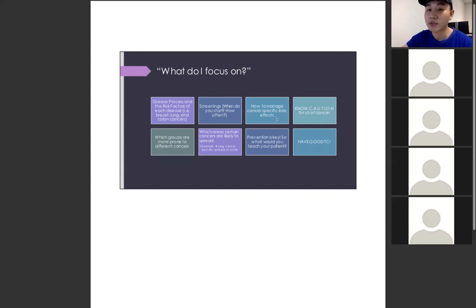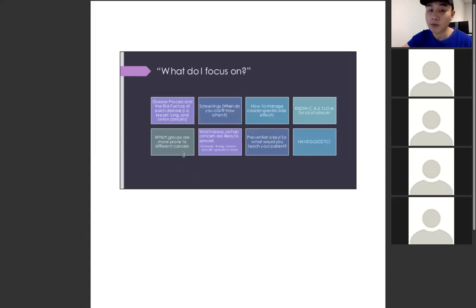How do we manage cancer specific side effects? A lot of patients who have cancer will be going through chemotherapy or radiation, and there will be side effects regarding that, for example, alopecia. So what kind of nursing actions do we have to do in order to manage those side effects? We have to know the signs and symptoms of cancer, which we'll be covering in later slides, and that will be very important. There will be questions about signs and symptoms of cancer on the exam 100%.